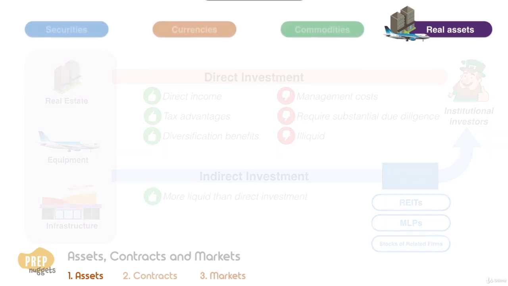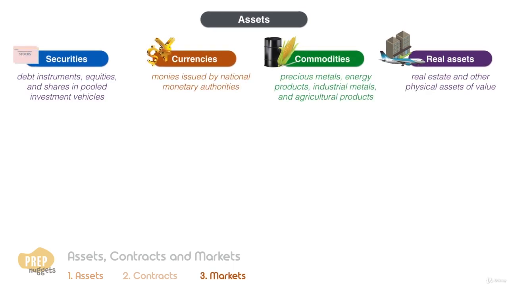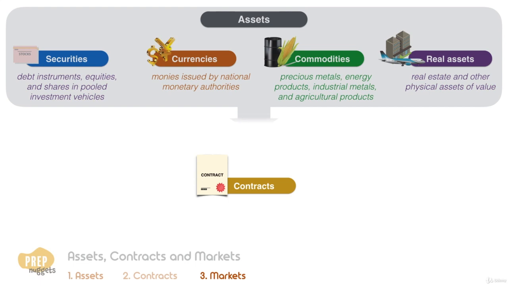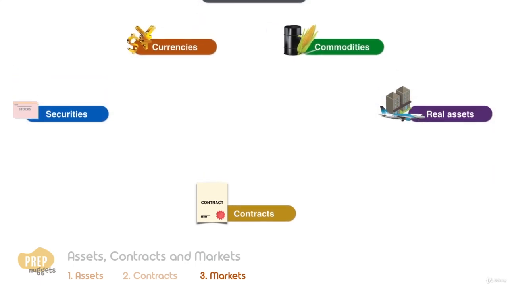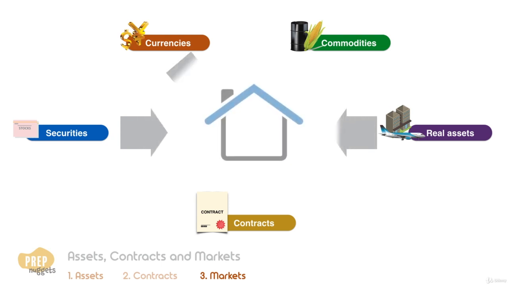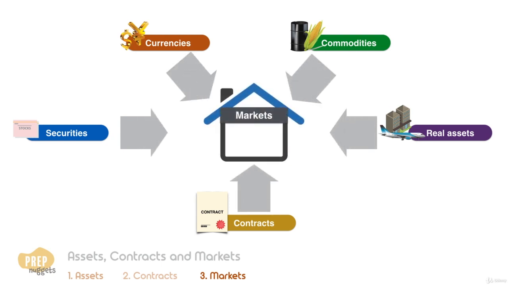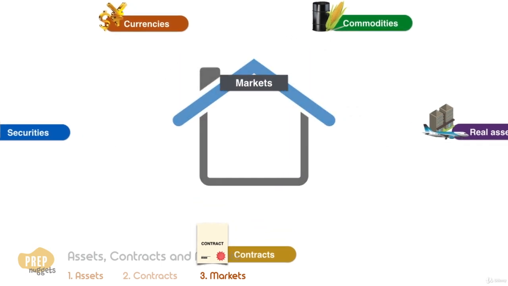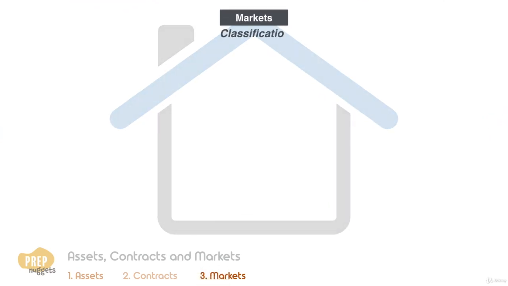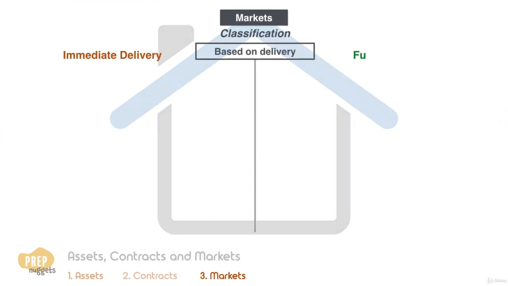So we've discussed the four main classes of investment assets, plus financial contracts, which are a form of asset as they derive value from the underlying assets. All these assets trade in markets, which can be classified in a number of ways. One way is to classify by whether the markets trade instruments for immediate delivery or for future delivery.